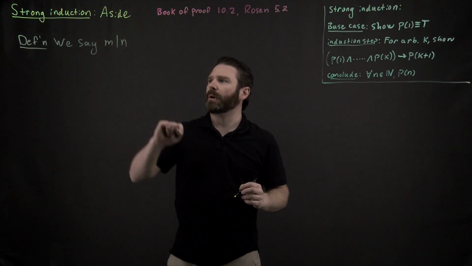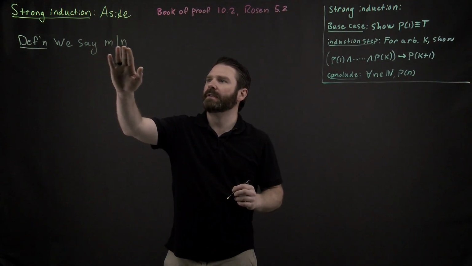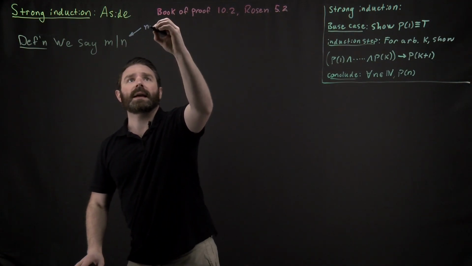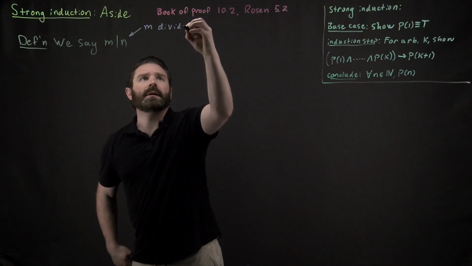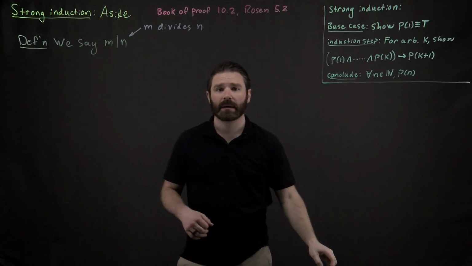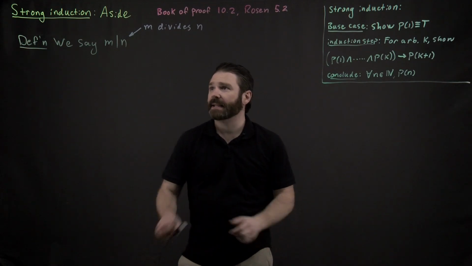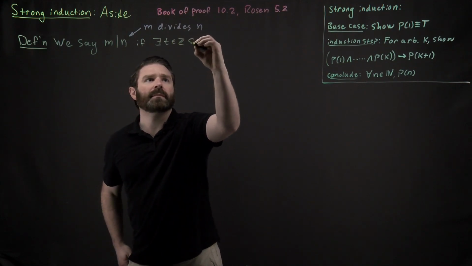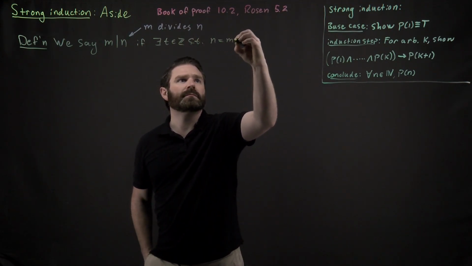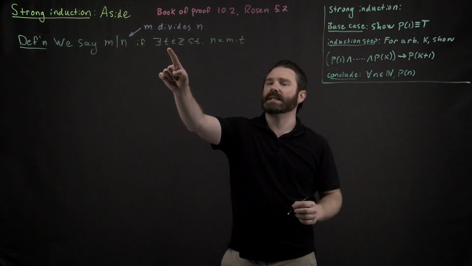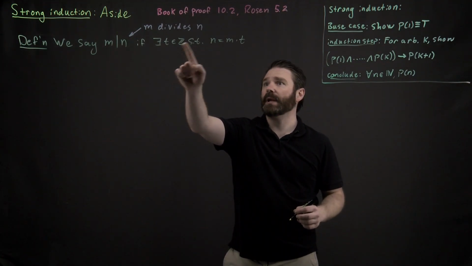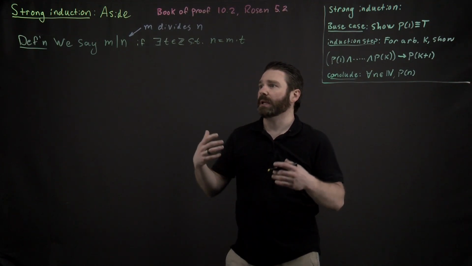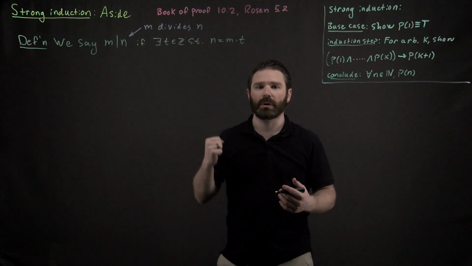So this little vertical bar right here, we say M divides N. The way that you read this symbol is M divides N. So we say M divides N if there exists some integer T such that we can write N as M times T. So that's what we mean when we say this symbol right here.